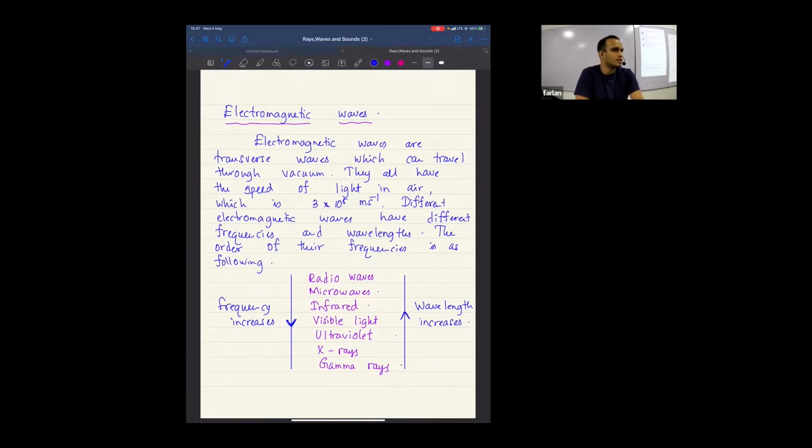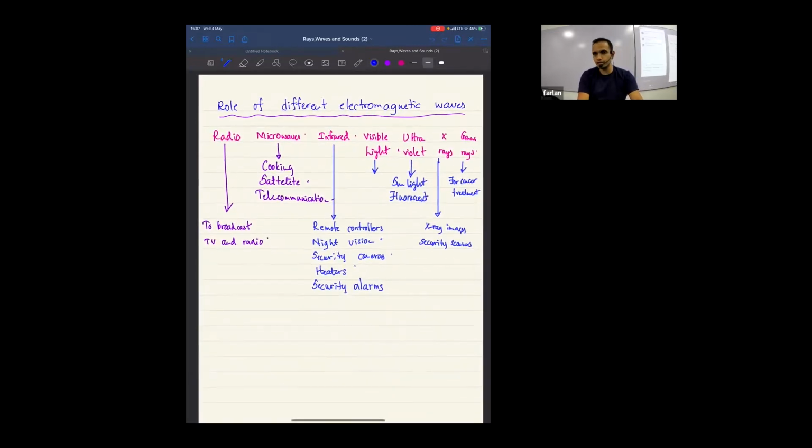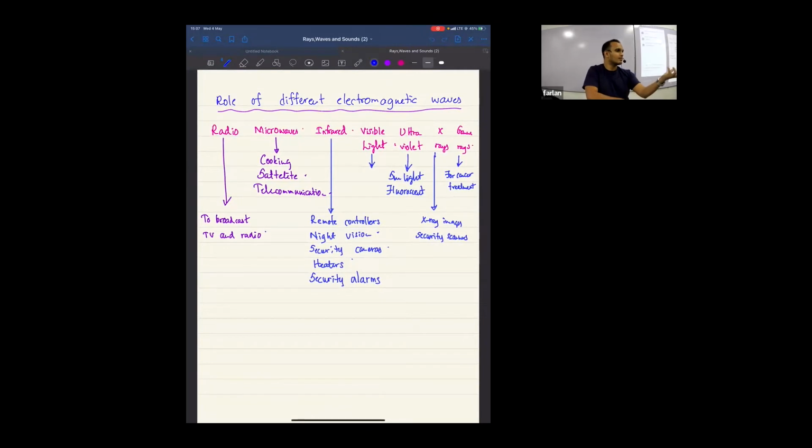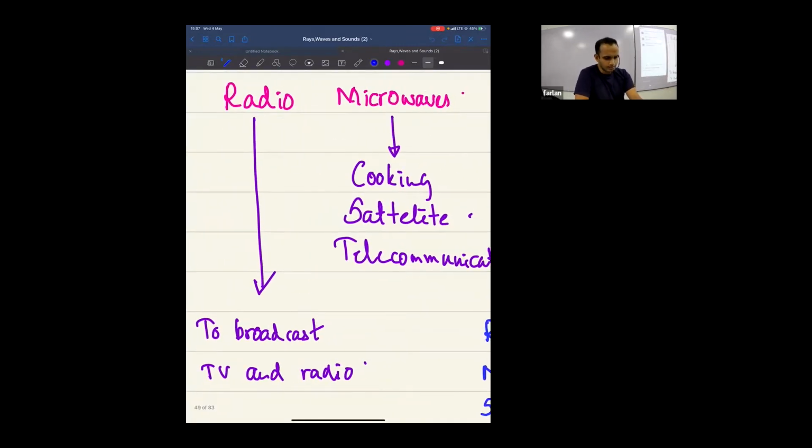Okay. Correct. So now we are going to speak about the next subtopic I have given you, the role of different electromagnetic waves. Now these different electromagnetic waves are used for what and what. Okay. And then radio waves. Radio waves are used for what? To broadcast TV and radio stations.